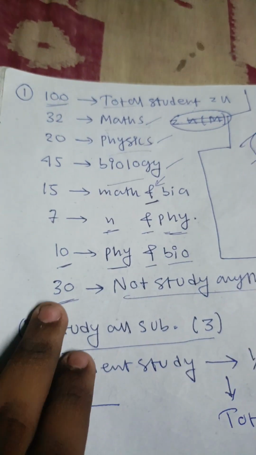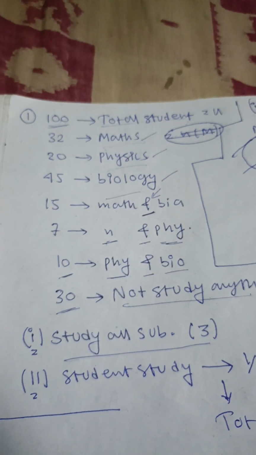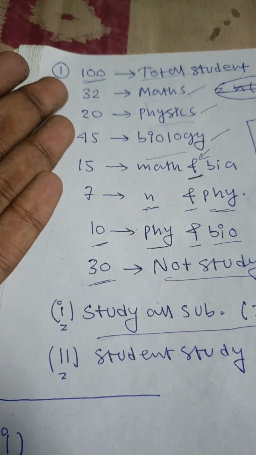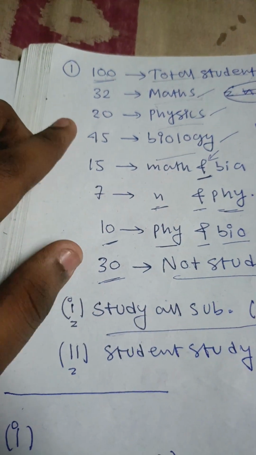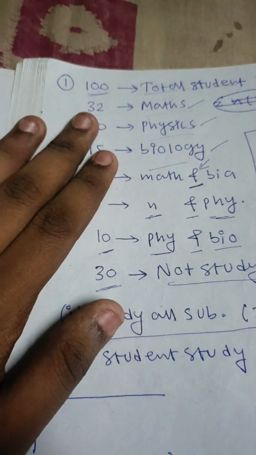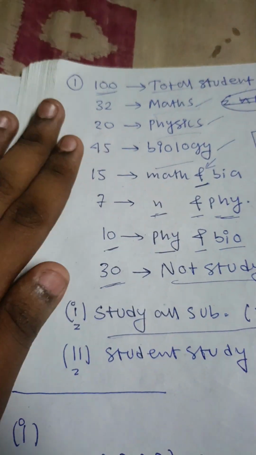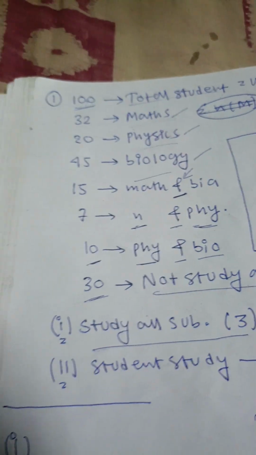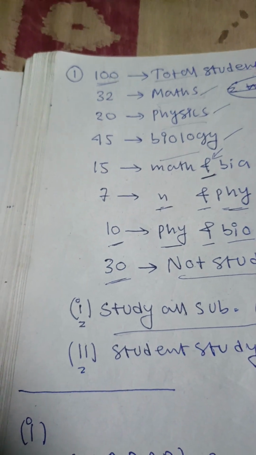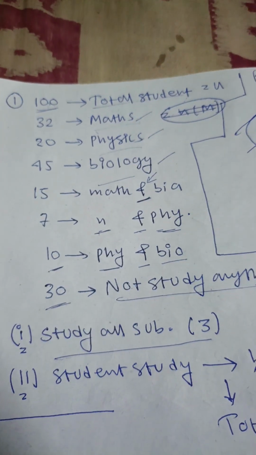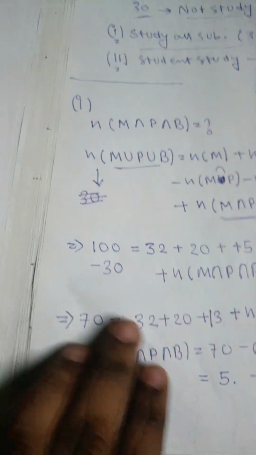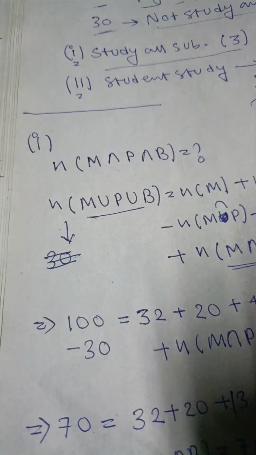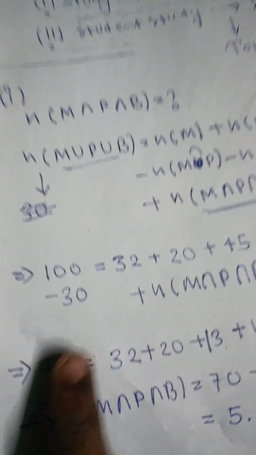There are 100 students but 30 amongst them are not even studying. So how many students are studying physics, maths and biology? Only 70. So the total students studying maths or physics or biology means all the students who are studying. How many are studying? 100 minus 30, because 30 students are not studying. So 70, you got that.